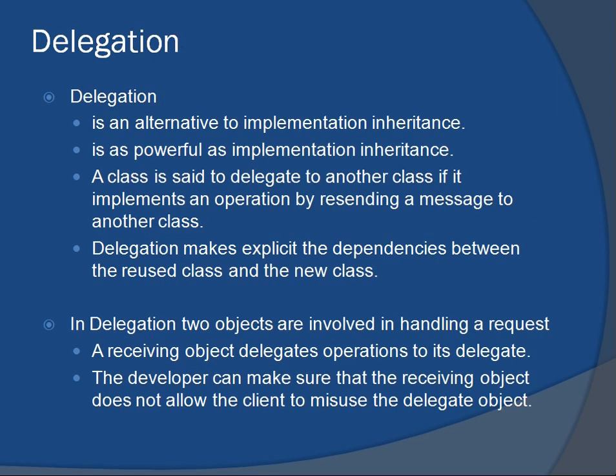Next point is delegation. Delegation is an alternative to implementation inheritance, and it is also as powerful as implementation inheritance. Now here a class is said to delegate to another class if it implements an operation by resending a message to another class. See here, delegation is as powerful as implementation inheritance. But see here, there is message passing from one class to another class.